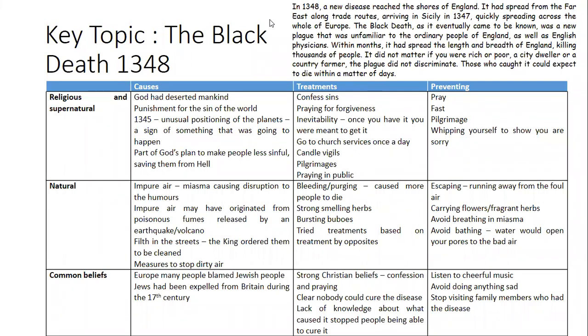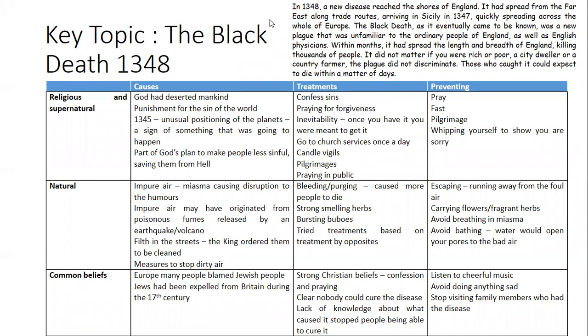Again, a lot of it's very, very similar. So in 1348, there was a new disease that reached England. It spread from the Far East along trade routes, arriving in Sicily, and it spread across the whole of Europe, killing two thirds of the population. It was one of the worst outbreaks that we still talk about in history today.